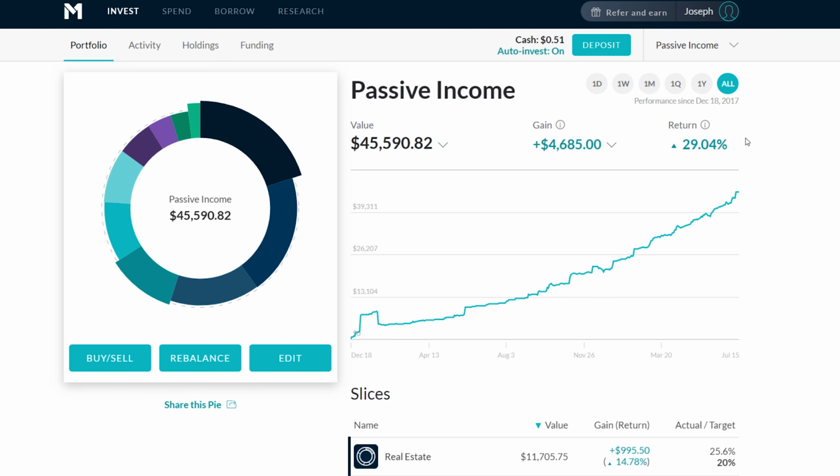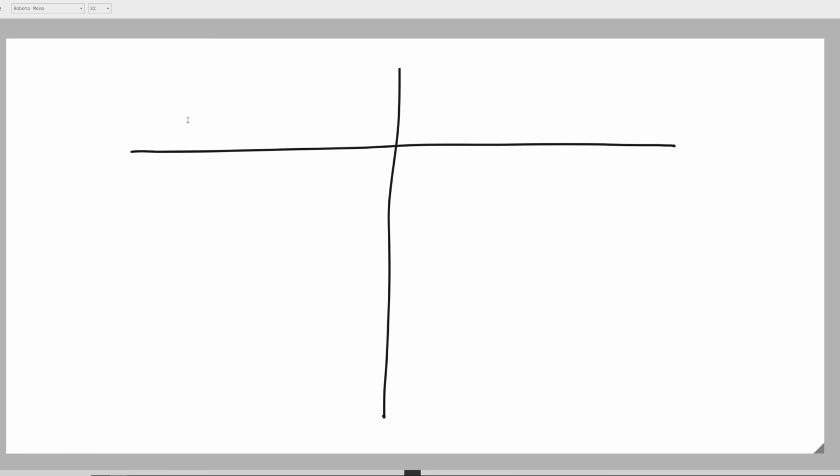Now, diving into this deeper, I wanted to give an analogy and talk about real estate in particular. So if I go here, I think that this is a pretty good comparison. So let me go ahead and put together a quick table here. And I'll go ahead and I'll put dividend stocks here on the left. On the right, we have real estate.